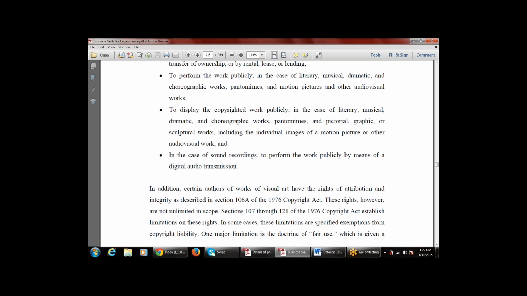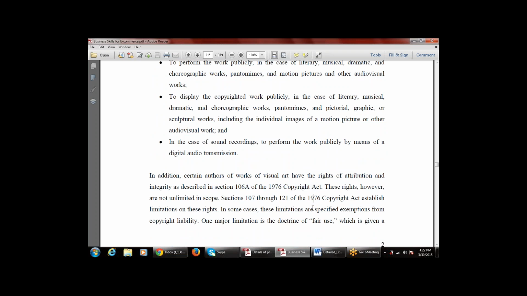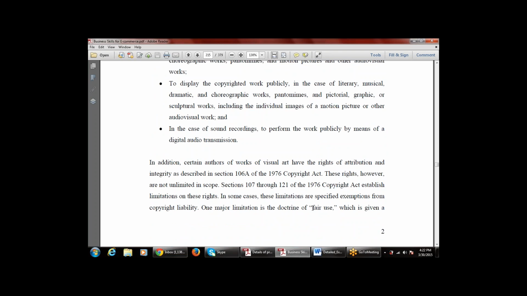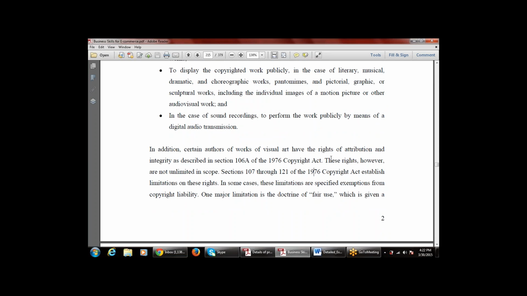In addition, certain authors of works of visual art have the right of attribution and integrity as described in Section 106A of the 1976 Copyright Act. These are the various attribution rights that work together under the Copyright Act. And these rights, however, are not unlimited in scope. Sections 107 through 121 of the 1976 Copyright Act establish limitations on these rights.